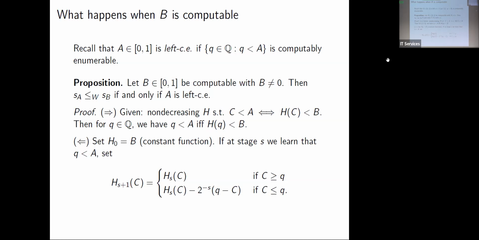And you keep doing that, and you end up with this non-decreasing H that gets below B as long as its input is below A. And it has this sort of interesting flat thing at the end. And we'll actually see later that the most interesting cases of the step reducibility have some flat stuff in the H function.